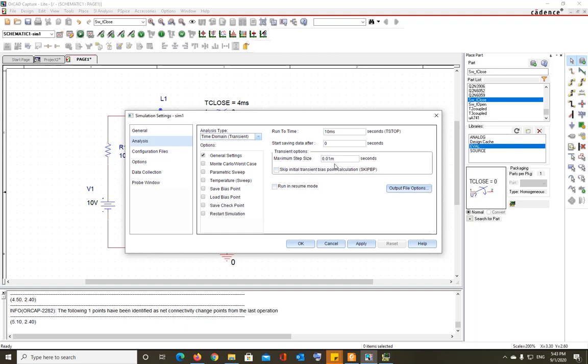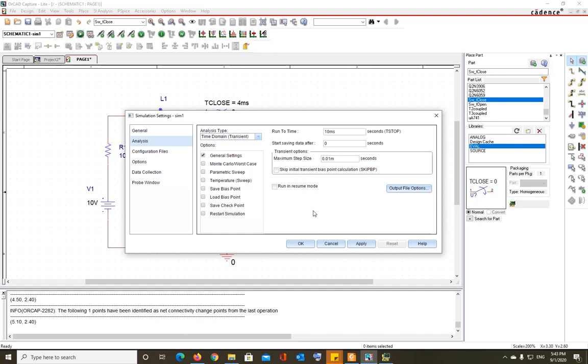Maximum step size is how many points you want to plot. In general, the more points you plot, the smoother the curve is going to be for your simulation. The fewer points you plot, the coarser the curve is going to be, or you will have sharp edges in your simulation. So anytime you have sharp edges in your simulation or your waveform looks very coarse, go ahead and reduce the size of your step size.